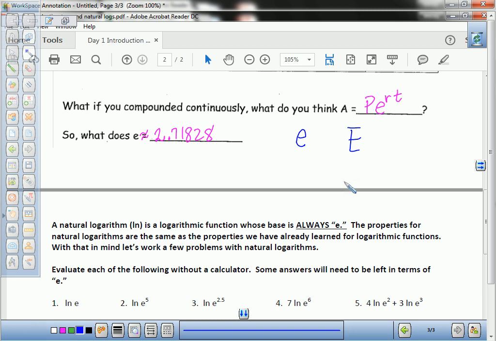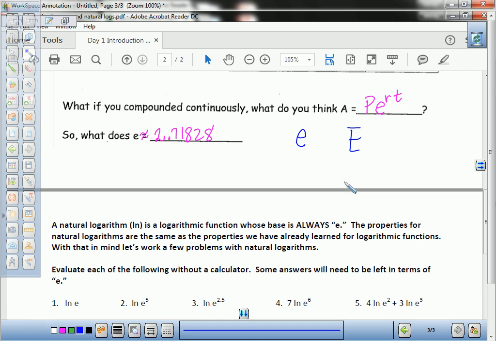And if any of you are into science, anybody in here enjoy science? If you look at a lot of equations that are used in science, e shows up all the time. e can be used to model lots of naturally occurring events, which is what science studies. So you will see e in lots of your equations.